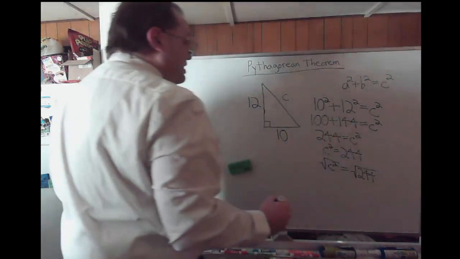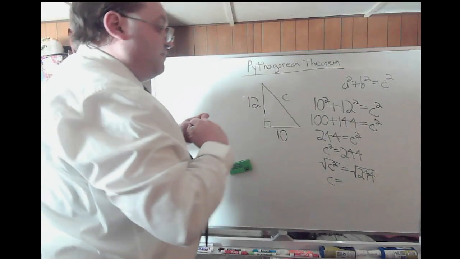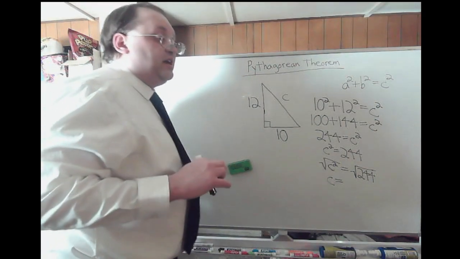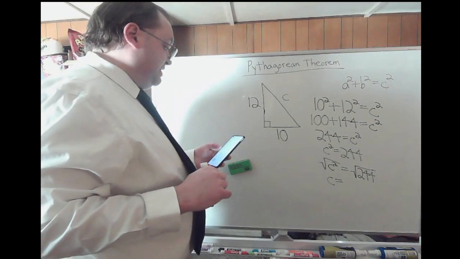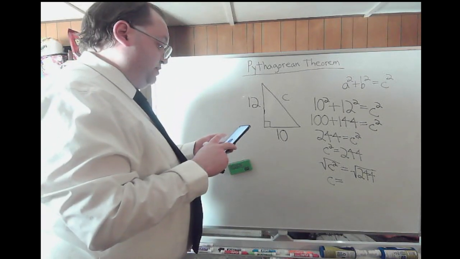All right. Now the square root of c squared is just going to be c. Now, what is the square root of 244? I could tell you it's not a perfect square. We're going to end up getting a decimal approximation. We're going to round this to 2 decimal places.